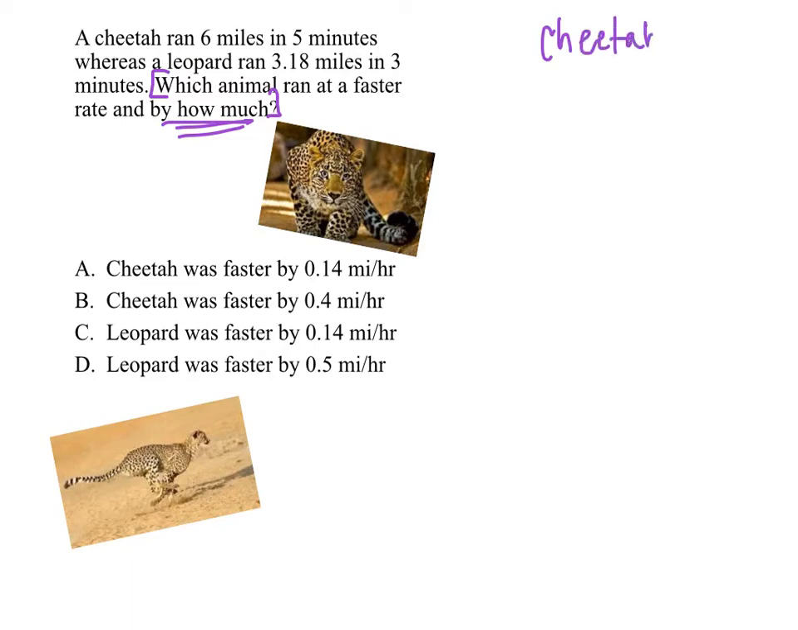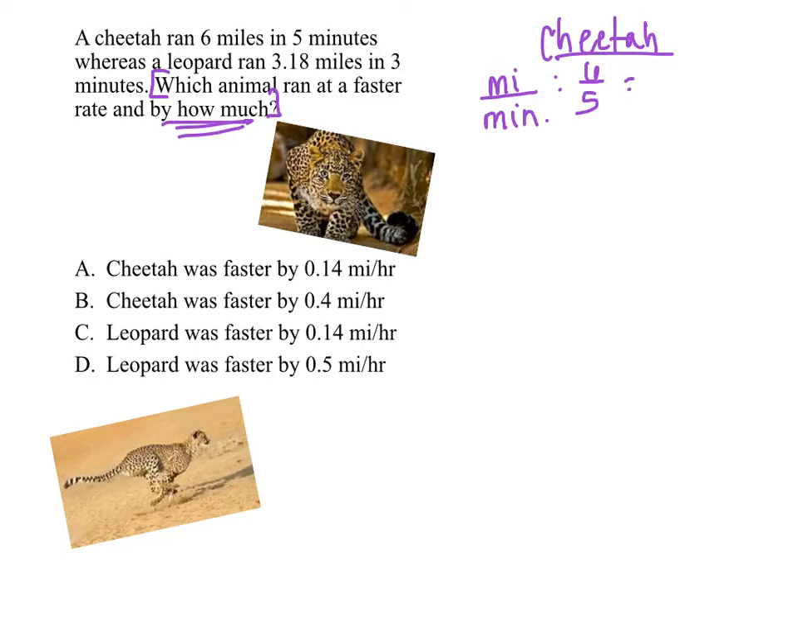So I'm going to first work out the cheetah's speed. Looks like I'm comparing miles per minute, which is fine. We'll just compare how far they run for 1 minute instead of 1 hour. So 6 miles in 5 minutes.